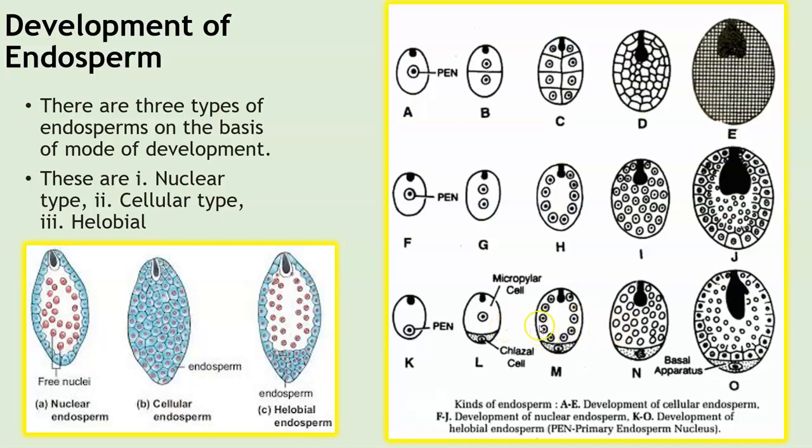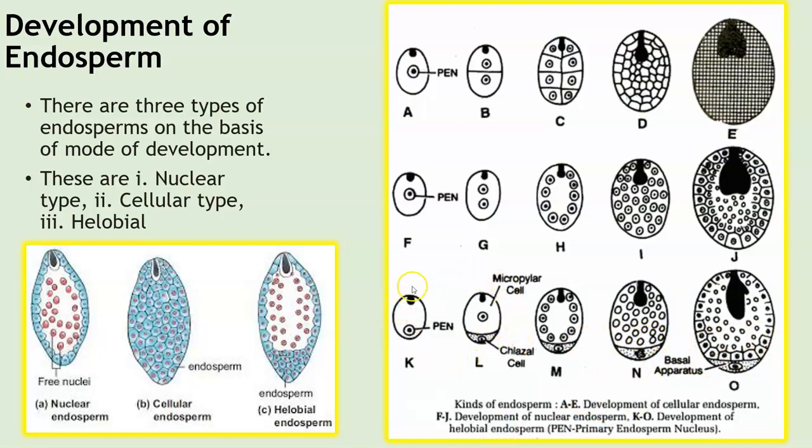Then the nuclei in each cell divide by free nuclear division, and then the walls develop between the nuclei in the micropylar chamber. So here now it continues as free nuclear division. First the division was like the cellular division, then proceeding further, it follows free mitotic divisions of the nuclei and shows the nuclear mode of development. So this is called an intermediate between the cellular and the nuclear type of endosperm. So it shows both the characteristics.